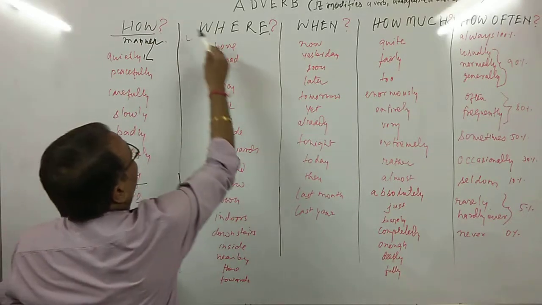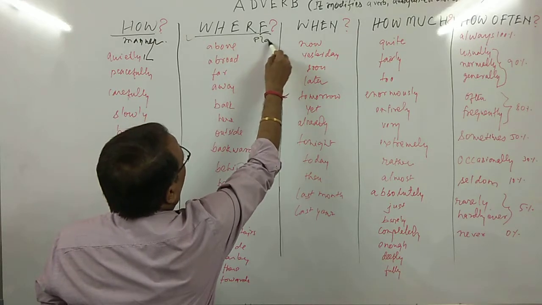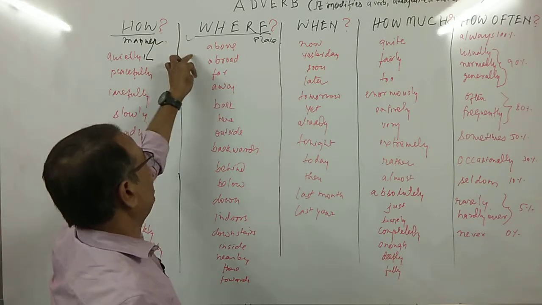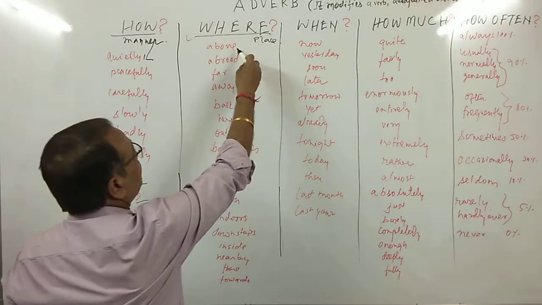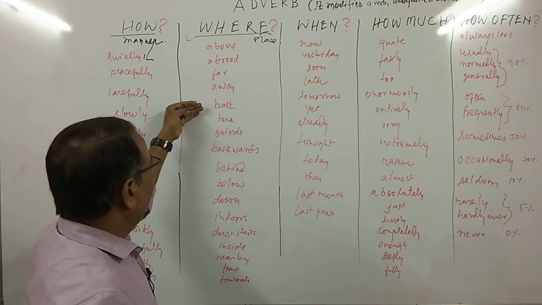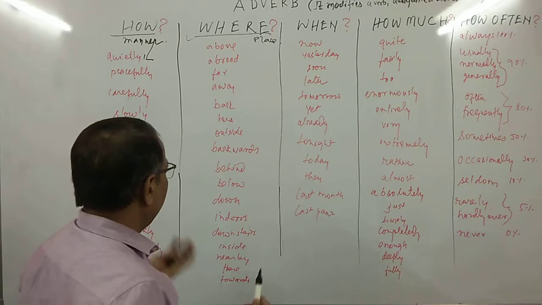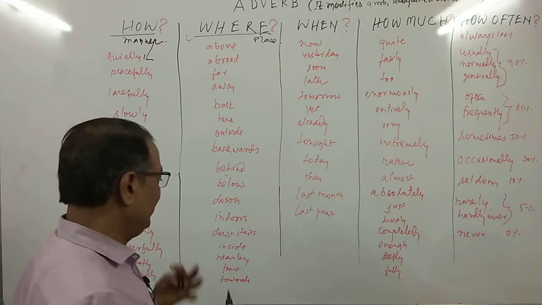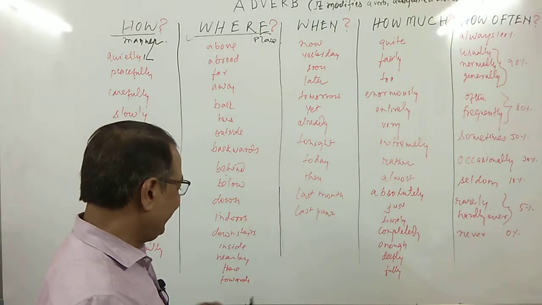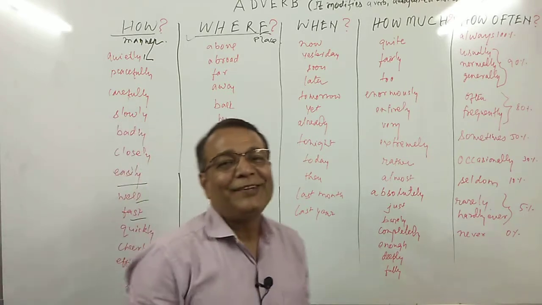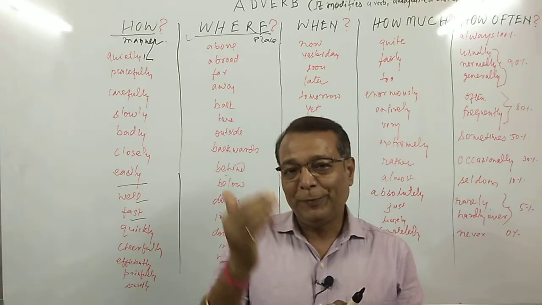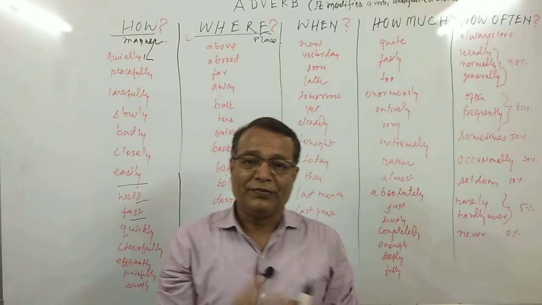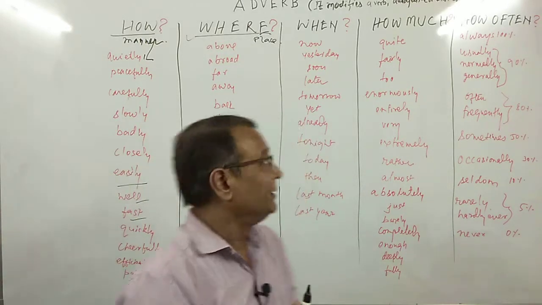The next one is where, that gives the question a place. It's an adverb of place. This is called adverb of place. So when people ask a where question, you say it is above, abroad, far, away, back, outside, backwards, near, behind, below, down, indoors, downstairs, inside, nearby, there, and towards. They are the words. When people ask you a where question, you speak these words, and that gives the answer to the questioner.